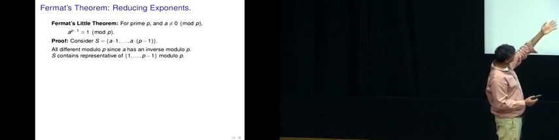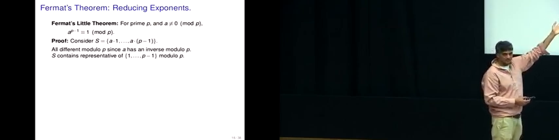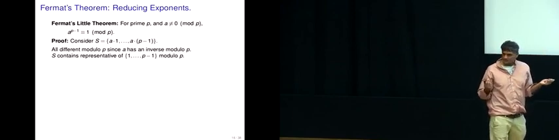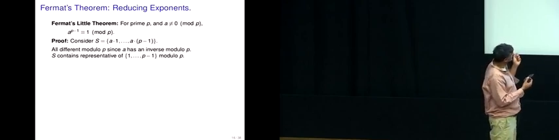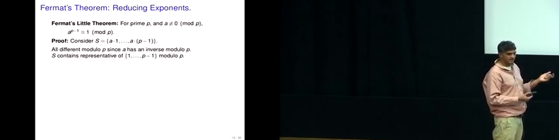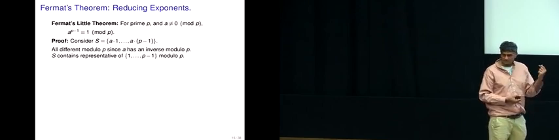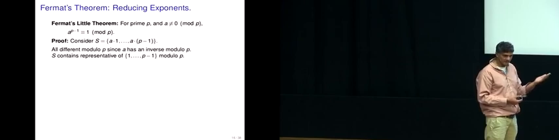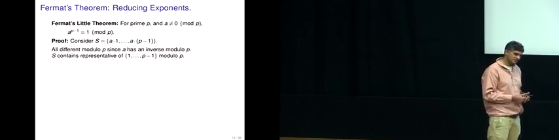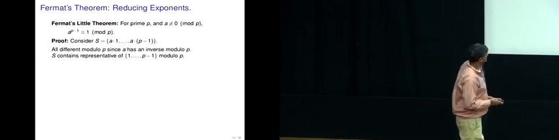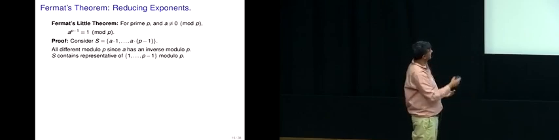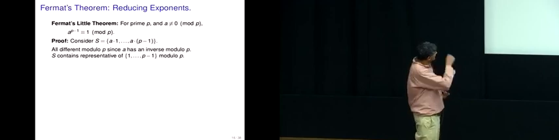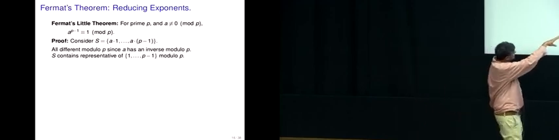Now, if all these numbers are different, what is the codomain? None of these numbers are 0. When you multiply two nonzero numbers mod p, you don't get a multiple of p, because that would tell you it doesn't have an inverse. 0 doesn't have an inverse. So nothing comes back to 0, and the range is our original set, 1 through p minus 1.